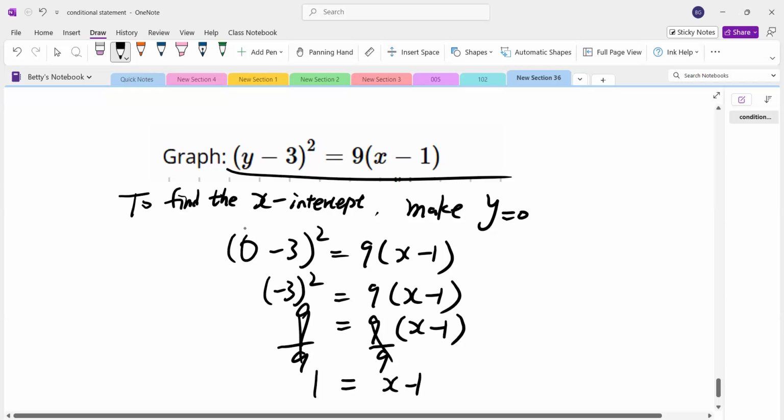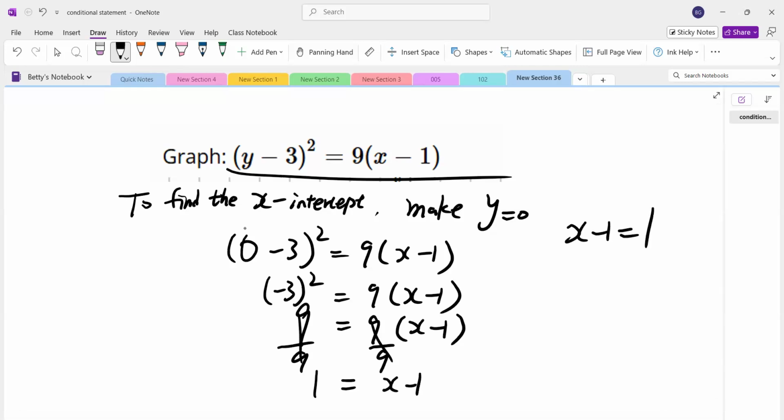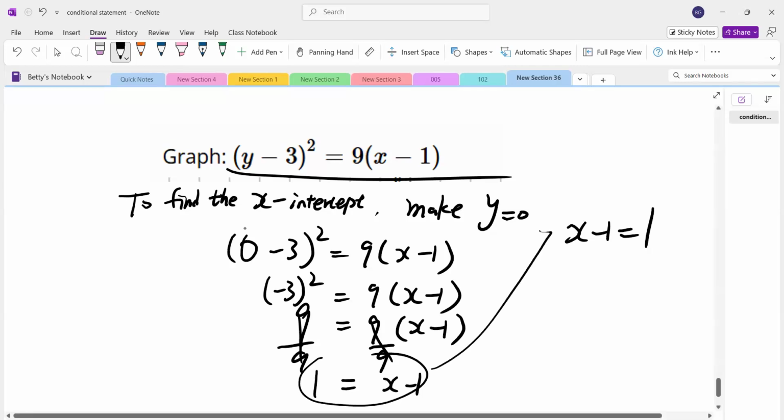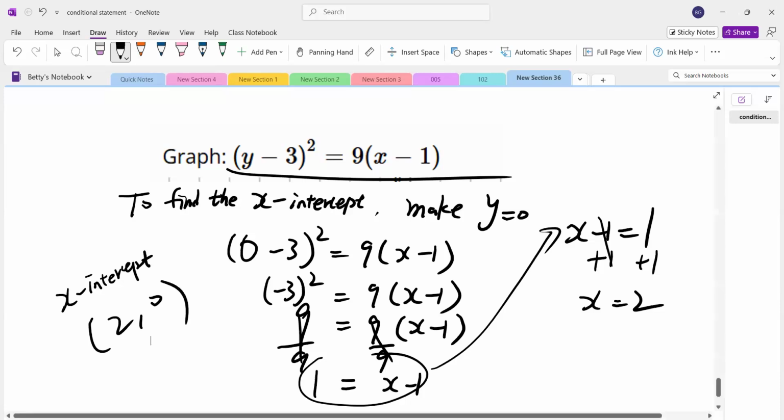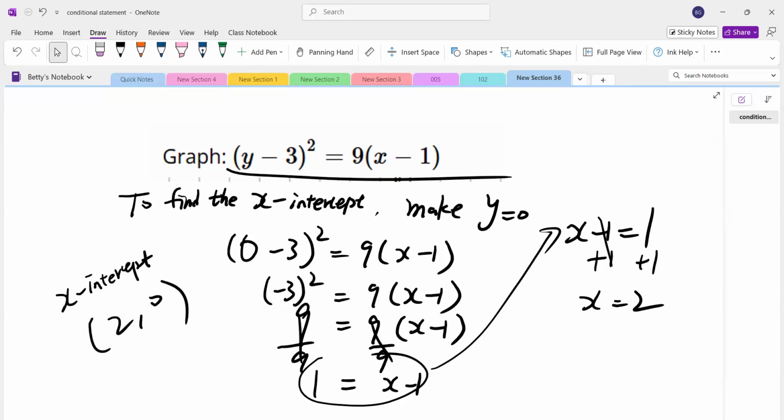You have x minus 1. Since x minus 1 equals 1, put it here, and then plus 1, plus 1. What is x equal to, guys? X equals 2. So the x-intercept is 2, 0, right? Yeah, you need to be able to do this part. X equals 2. So let me stop sharing this one and share our Lumen.